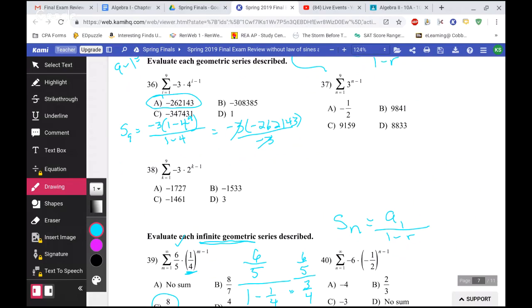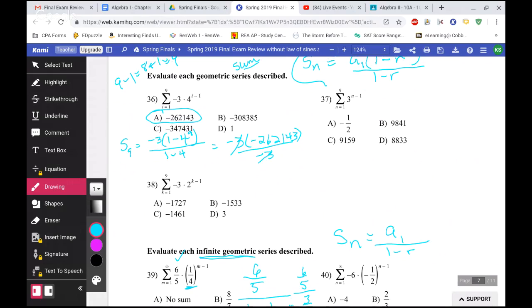So the summation is going to be 9 terms, and you're looking for the value. The reason I got 9 terms is the top number minus the bottom number plus 1. So 9 minus 1 is 8, plus 1 is 9. That's my number of terms. Now I'm looking for the value of the first term.